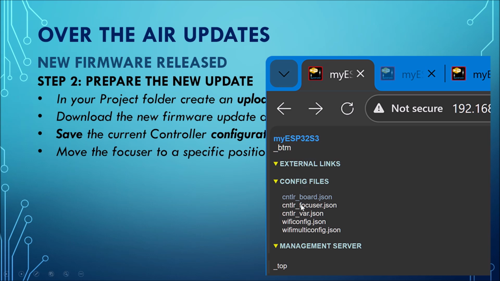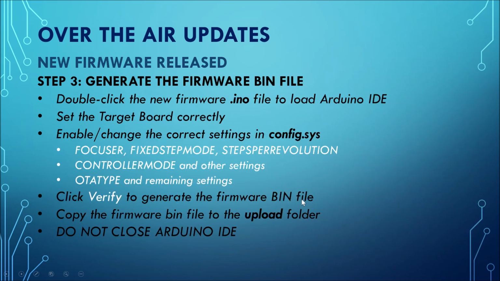So to download the configuration files, here they are here. The only ones you need are controller board.json and controller focuser.json. So we've got our controller running away happily. We've just downloaded the two configuration files by right mouse clicking the link and going File, Save As, and we've put them in our upload directory.